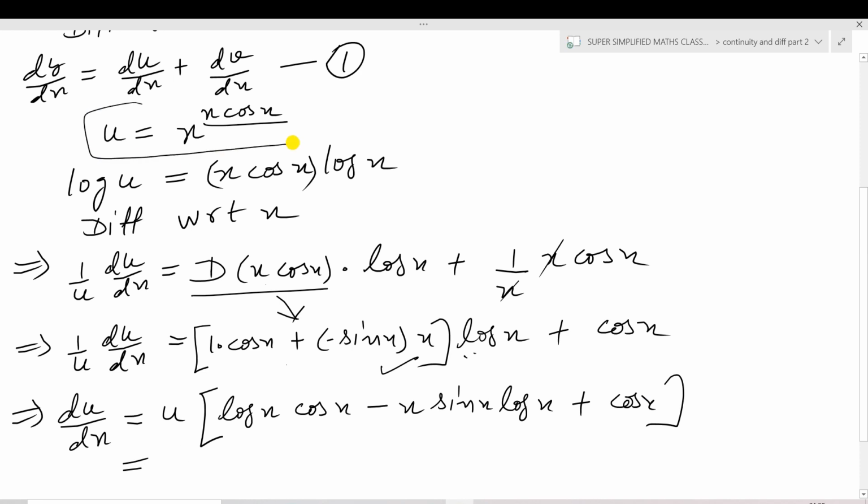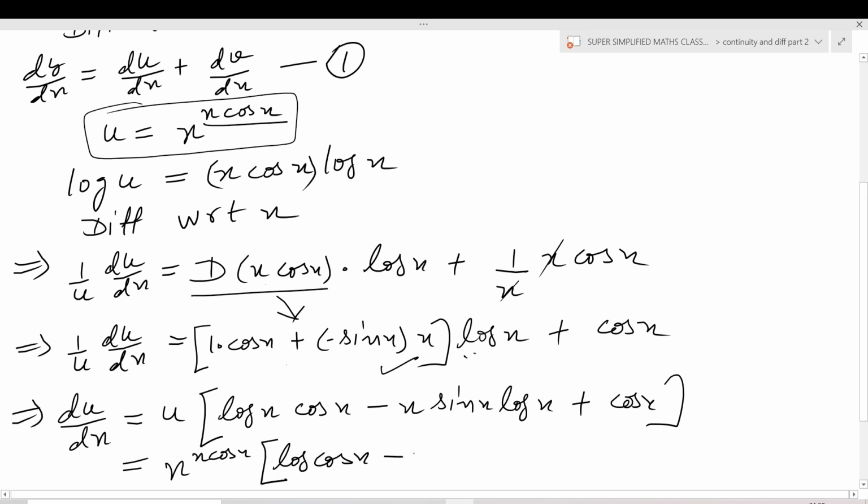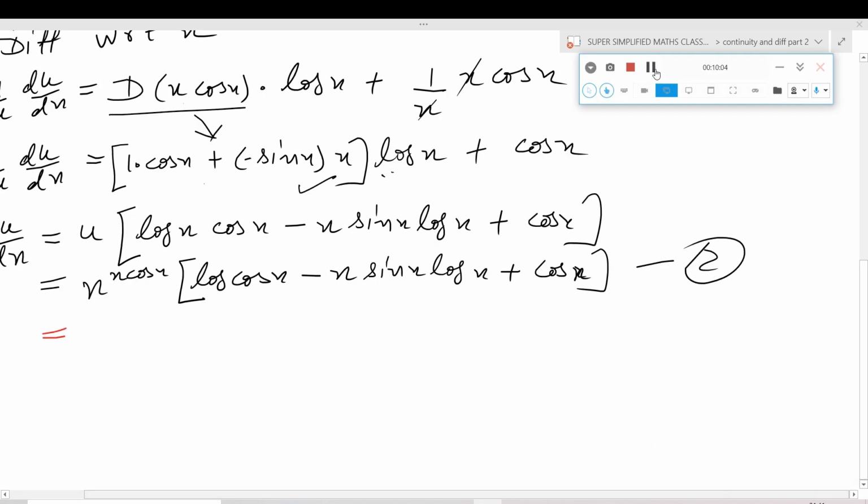You can see here upwards the value of u is x raised to the power x cos x, and I copy down the whole bracket, which is log of cos x minus x sin x log x plus cos x, and I call it equation number 2. Now students, there is a small mistake here. Log x cos x we have written as log cos x. No, it is log x cos x.